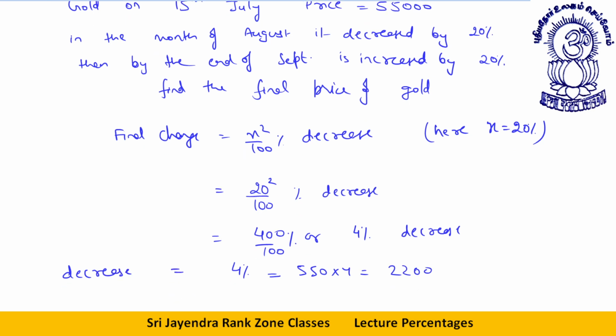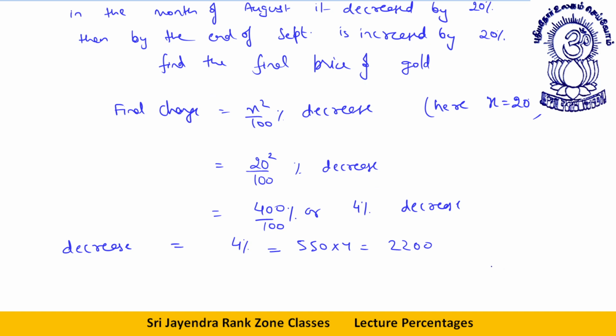Decrease is equal to 4%, or I can say final price will be what? 55,000 minus 2200, or I can say 52,800 rupees per 10 gram. This is the basic concept. This is the gist. Okay. Now let's take some previous year questions on this.